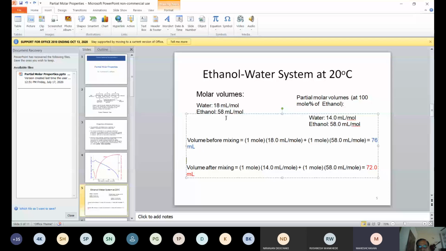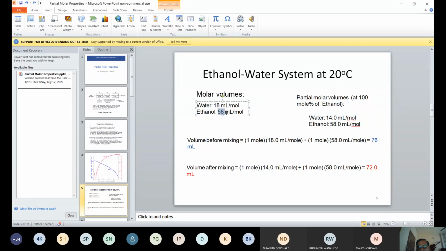So we said that the molar volume of pure water is 18 ml per mole, and that of pure ethanol is 58 ml per mole. Now, if you take partial molar volumes at 100% ethanol, that of water is 14, because now we are adding water to 100% ethanol. The environment is totally different. Whereas if I add ethanol to 100% ethanol, it is still 58.